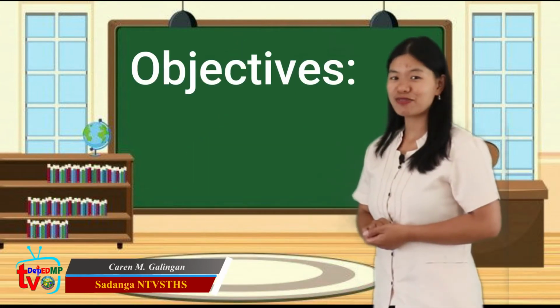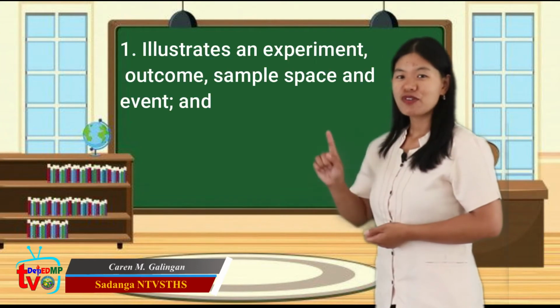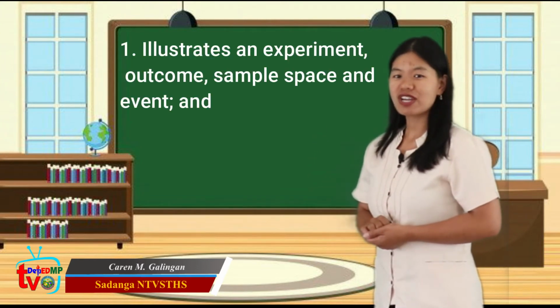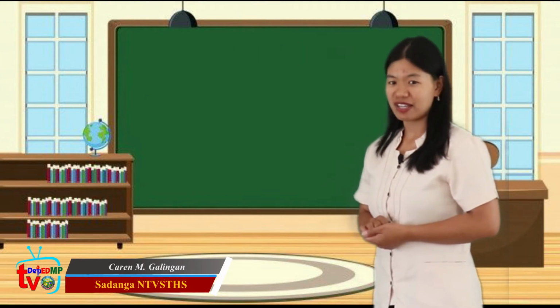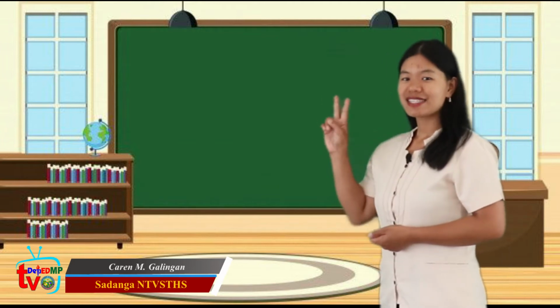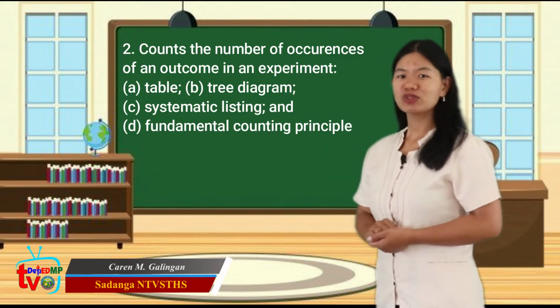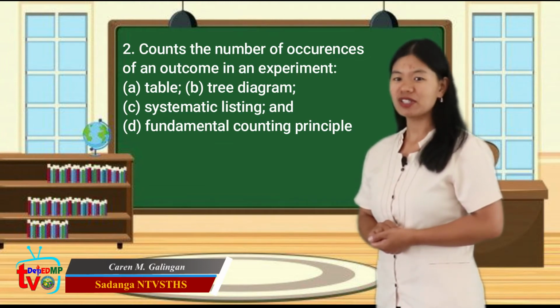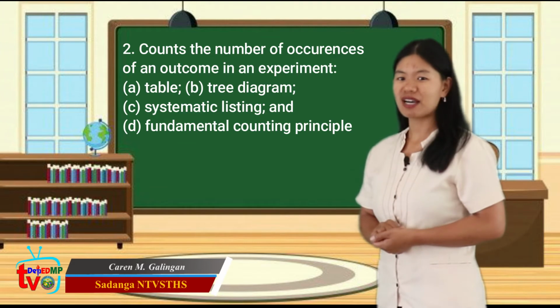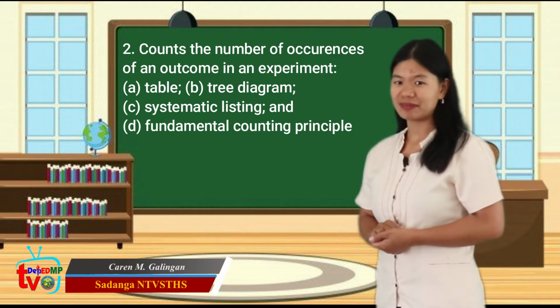Here is the objective of the lesson. First, illustrate an experiment, outcome, sample space, and event. Second, count the number of occurrences of an outcome in an experiment using table, tree diagram, systematic listing, and fundamental counting principle.